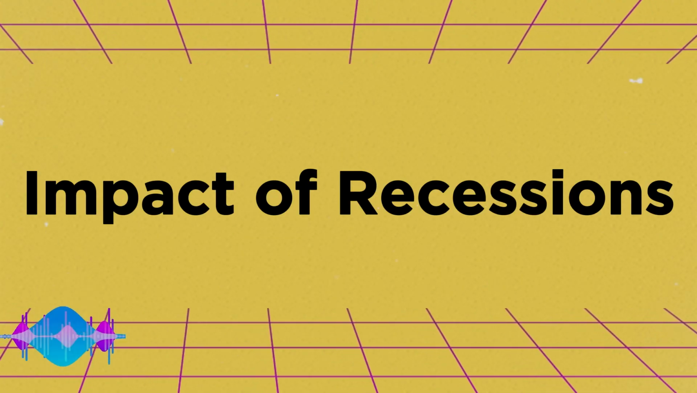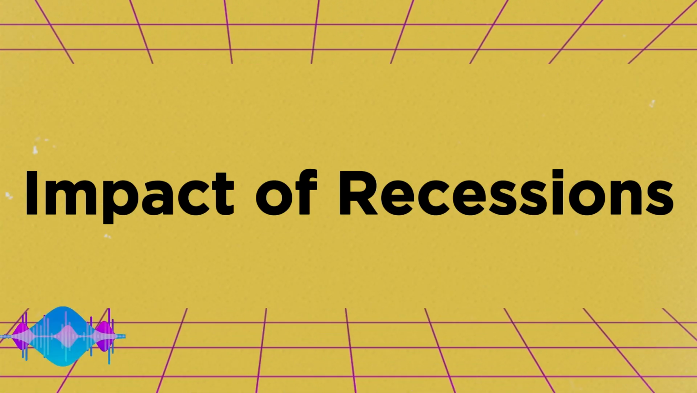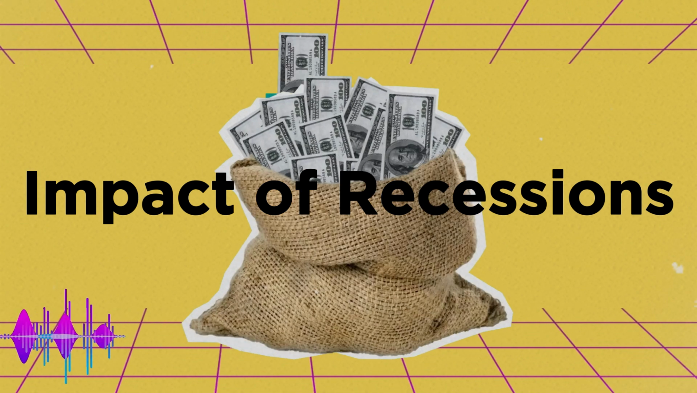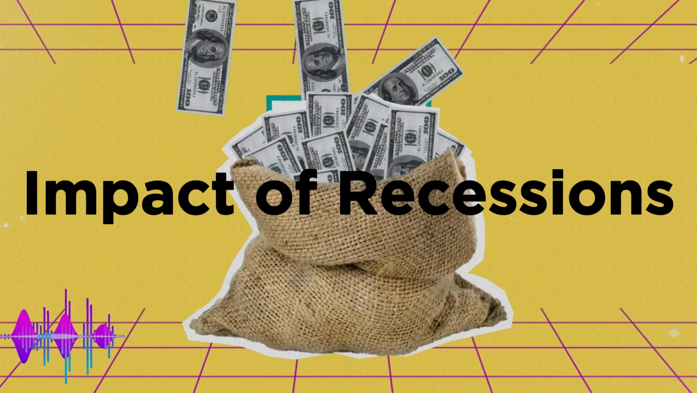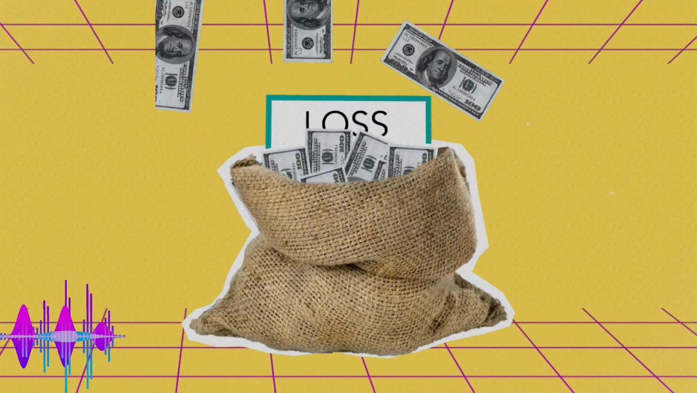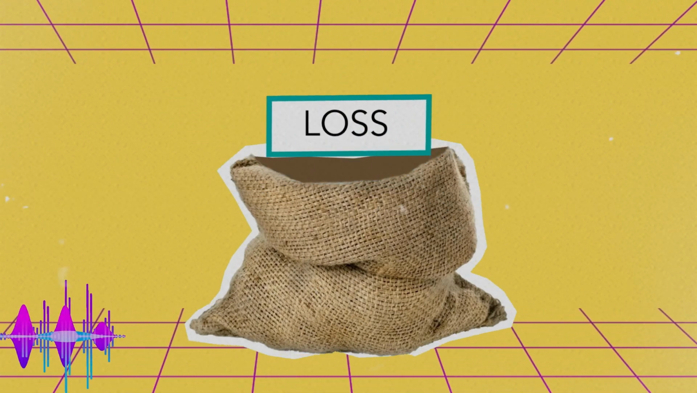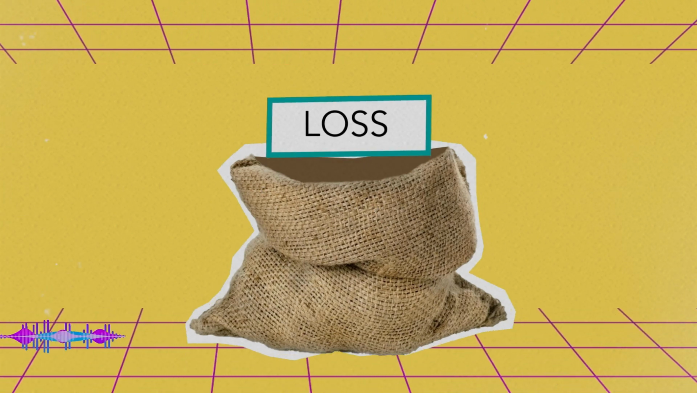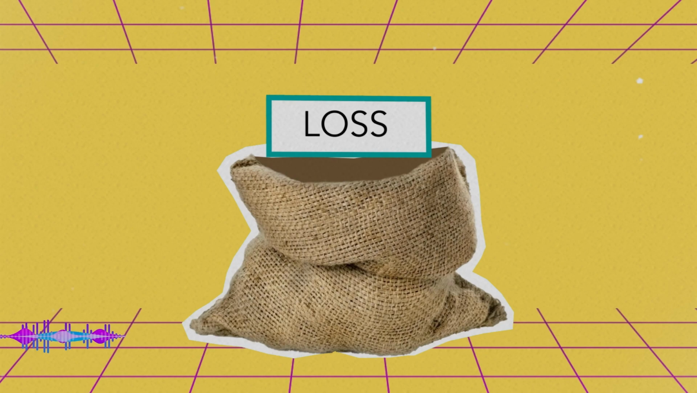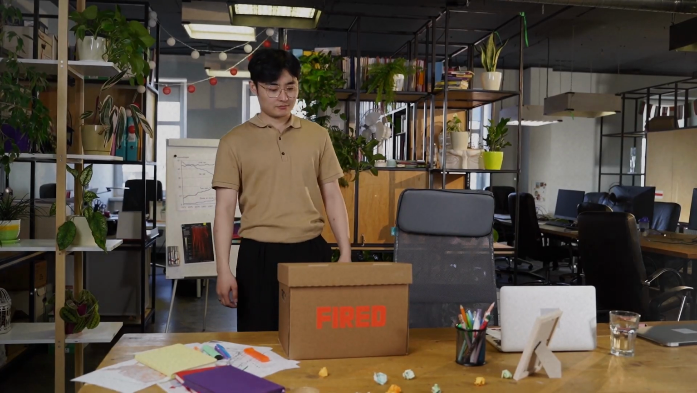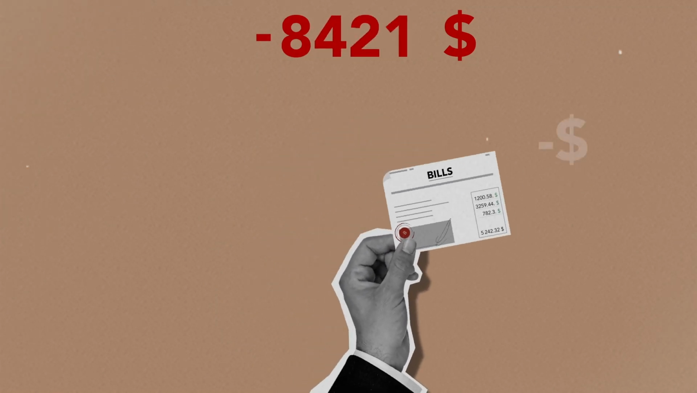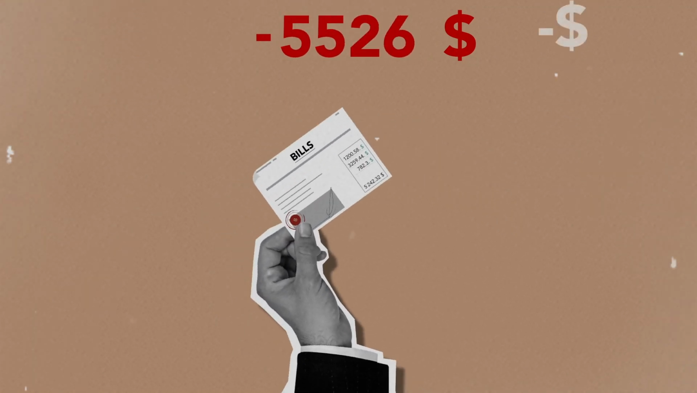The impact of recessions. In the previous segment, we talked about economic indicators. In this segment, we're going to discuss the impact of recessions. Recessions can have a significant impact on individuals, businesses, and the overall economy. Here are some of the ways in which recessions can affect us. Job loss. During a recession, businesses may cut jobs to reduce costs. This can lead to higher unemployment rates and a reduction in consumer spending.